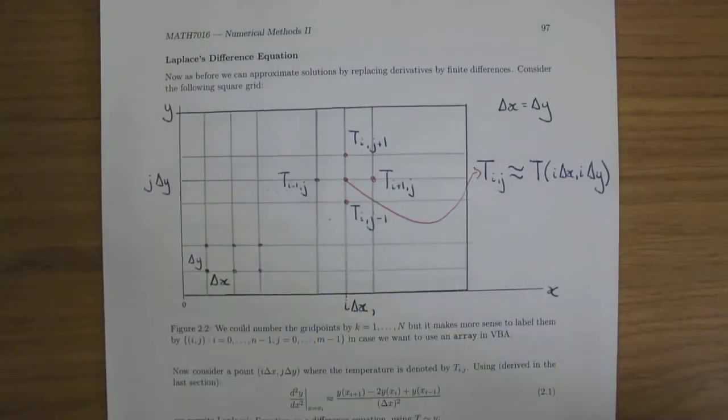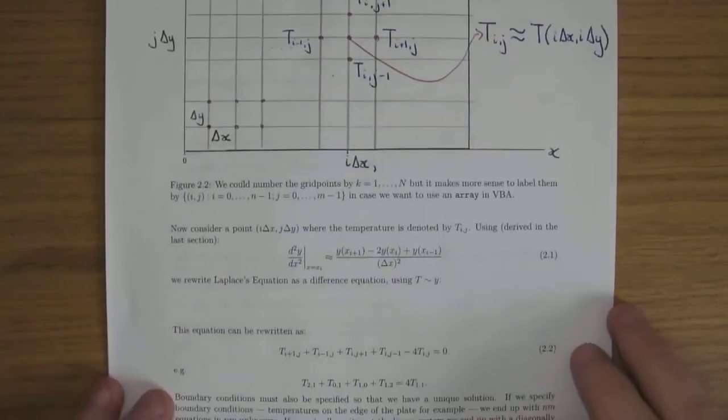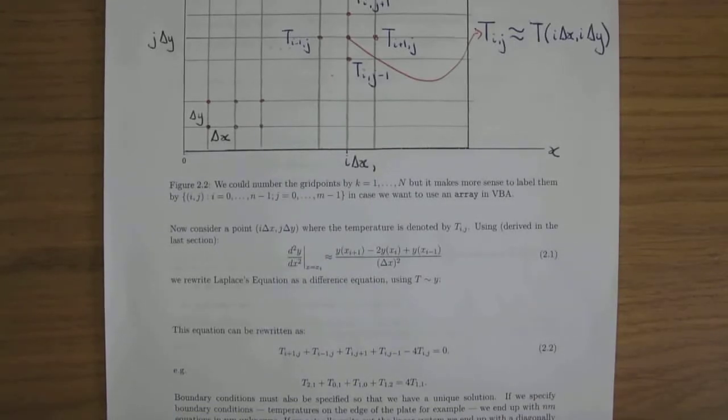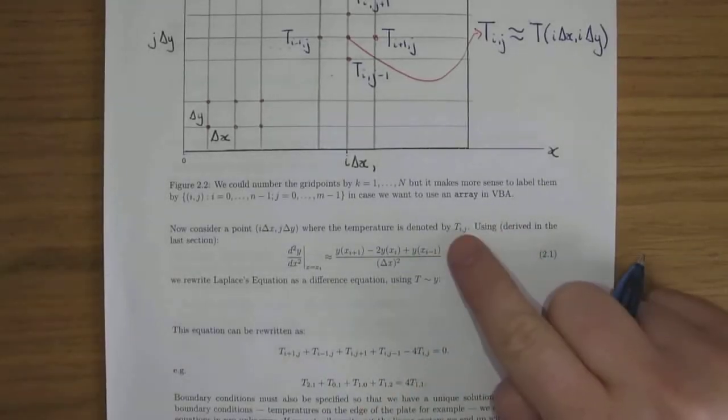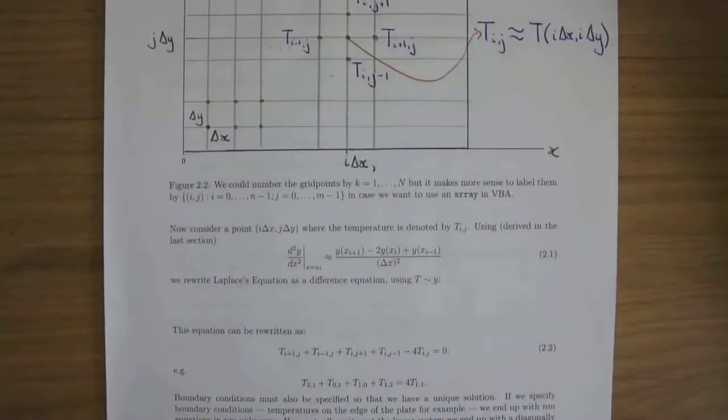That's no problem. And this is probably what I'm going to run with. Okay. So we could number the grid points, but it makes more sense to label them. And in particular, this is good if you want to use an array. Okay. So, consider a point where the temperature is denoted by this. Well, this is our approximation to it.